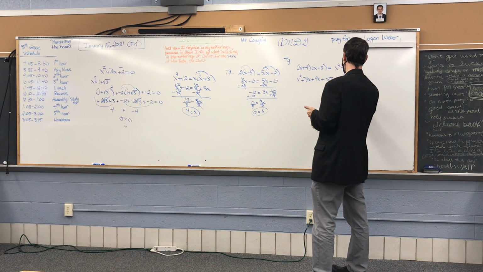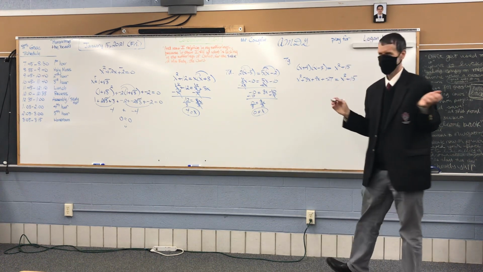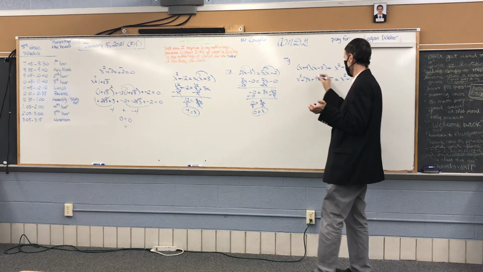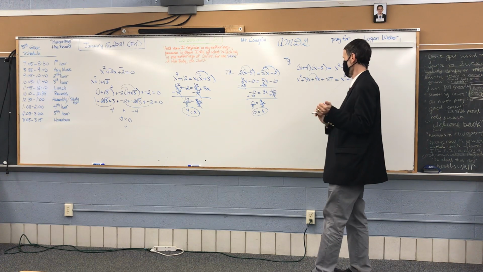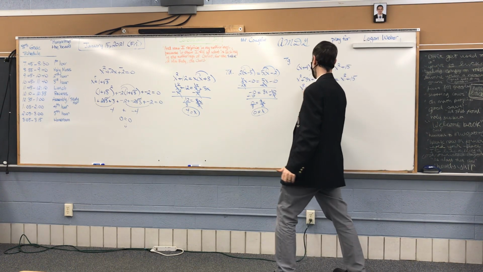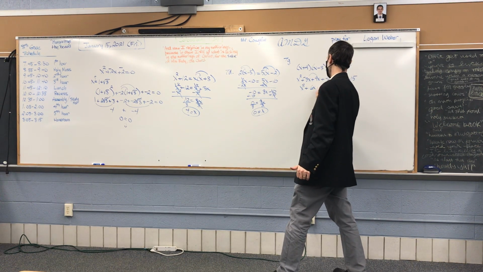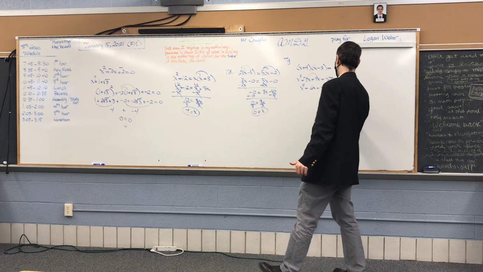x squared. Now what? Subtract 15. There's something I would do first. Oh, yeah. Combine them. x squared plus 6x, plus negative 27, equals x squared plus 15.